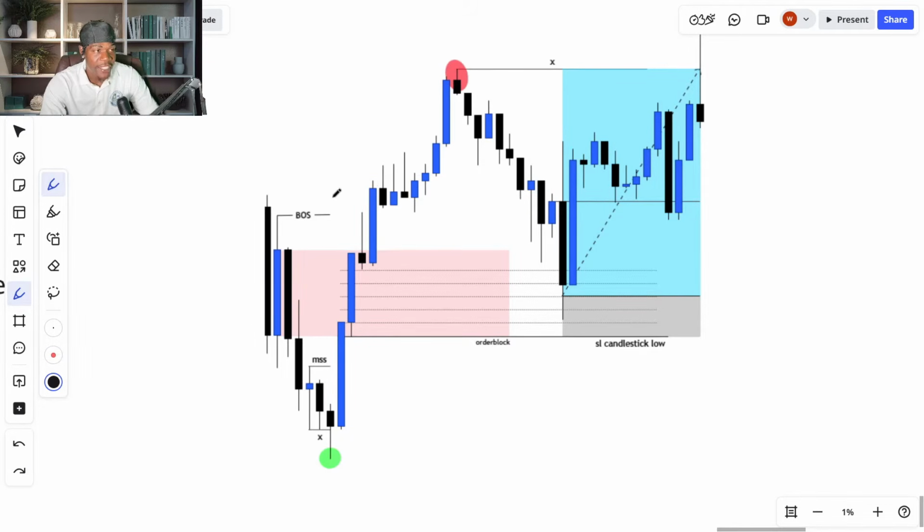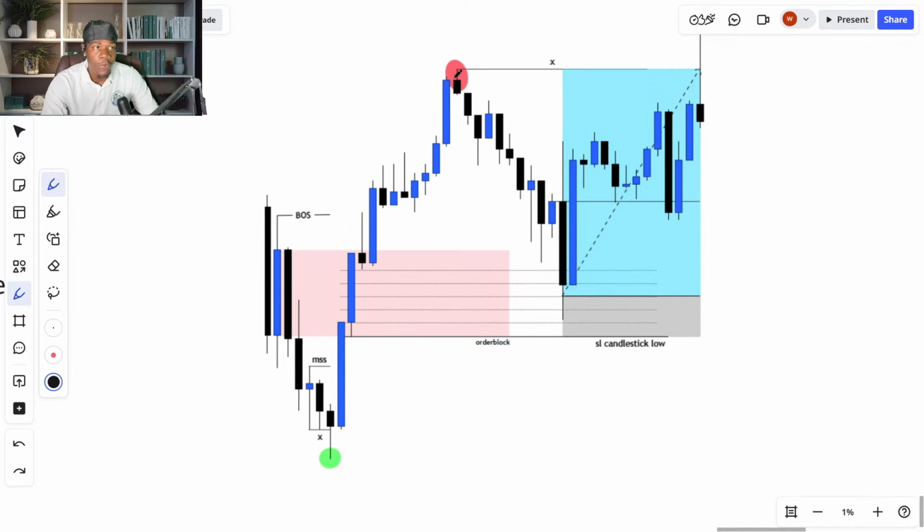On the extension higher, we have a full body break up through the structure of this prior candlestick high. This was the last bullish candlestick before we started fully extending, right? So once price breaks through this, we have a new dealing range from this old low to this prior high right here, right? So everything down in this zone right here is our discount zone.